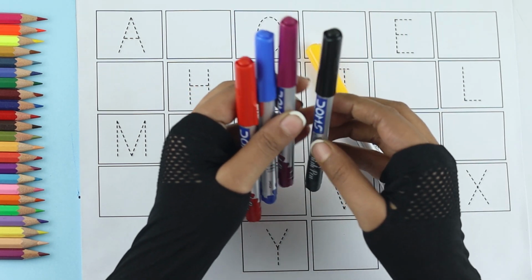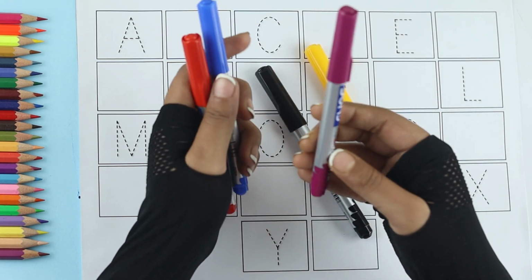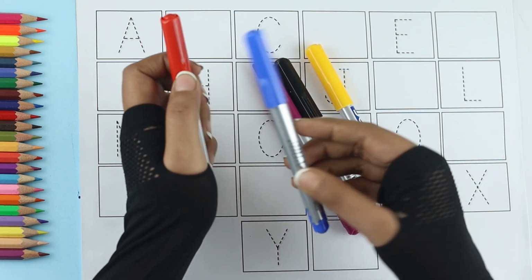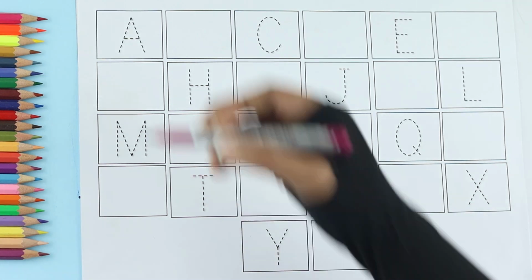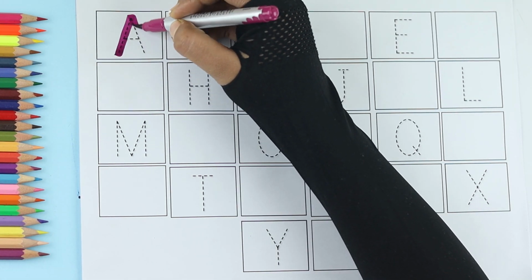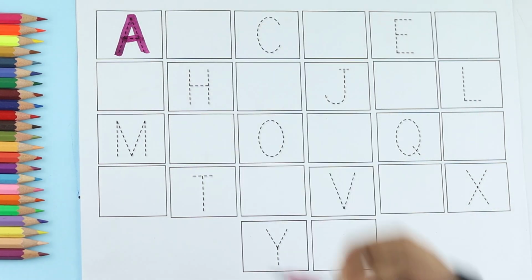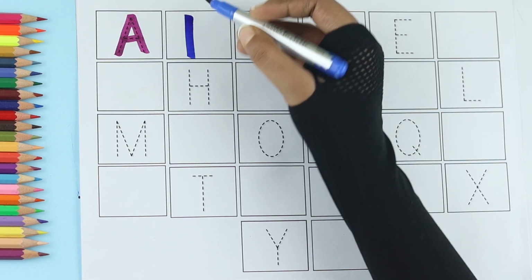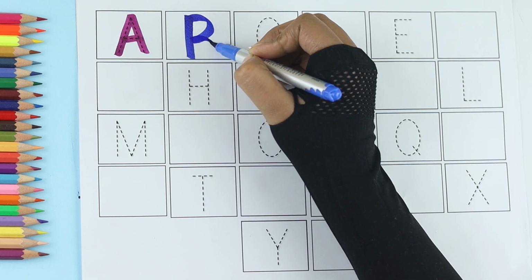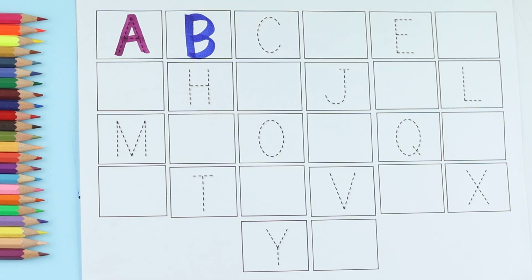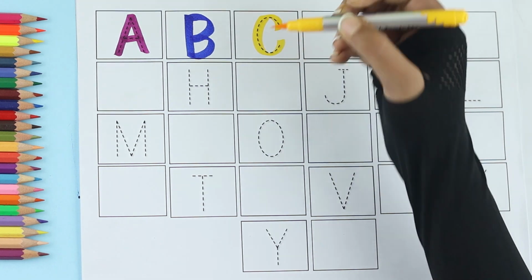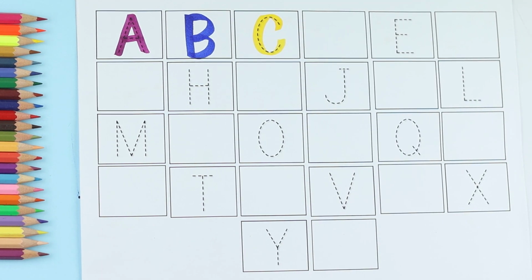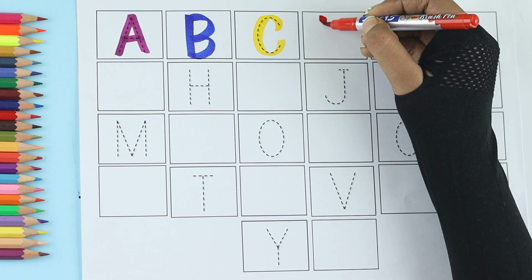Color? Black color, purple color, blue color, red color. Purple color. A for apple. Blue color. B for ball. Yellow color. C for cat. Red color.